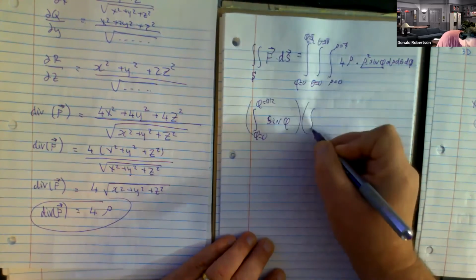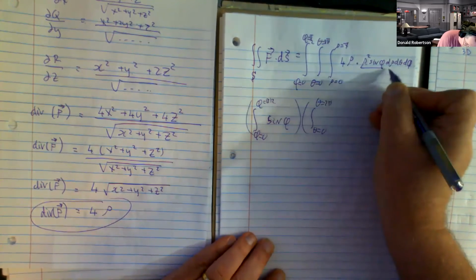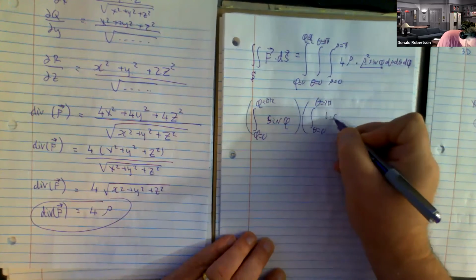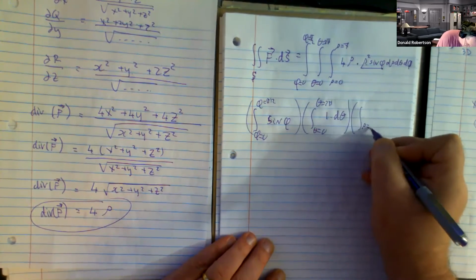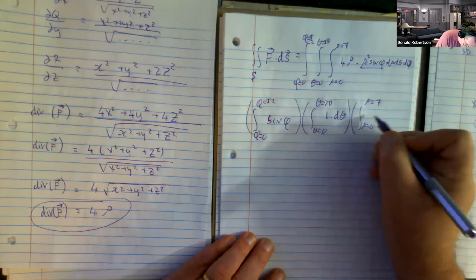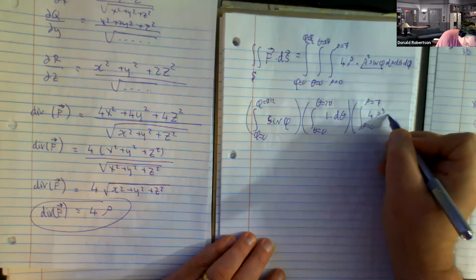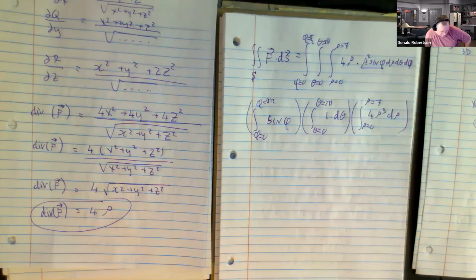And then I'm going to have a theta going from 0 to 2 pi. There aren't any thetas mentioned, so I'll just use one. Then I'm going to do rho equals 0 to rho equals 7 of 4 rho cubed d rho. Are we good with that?